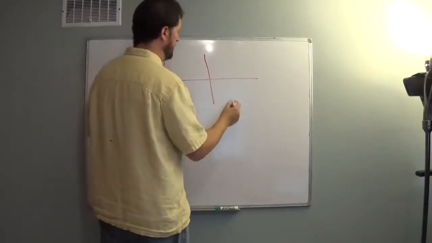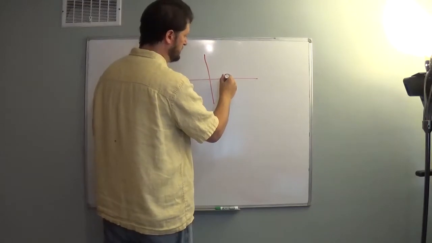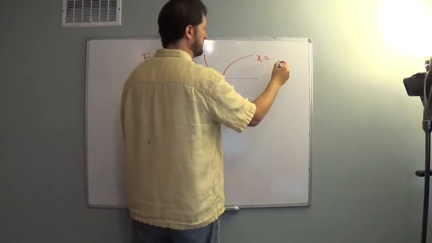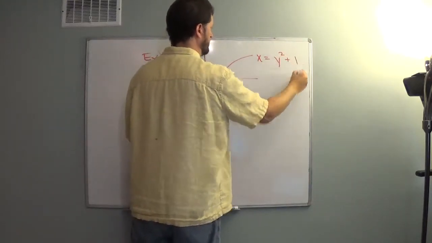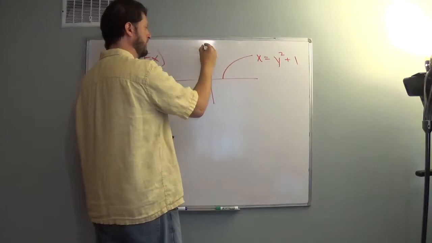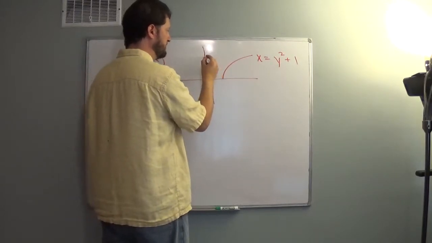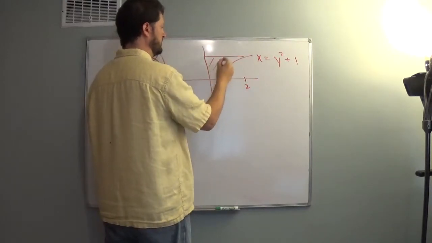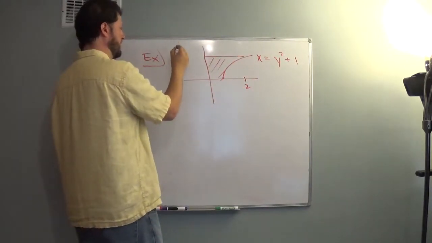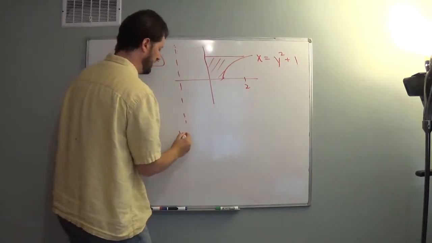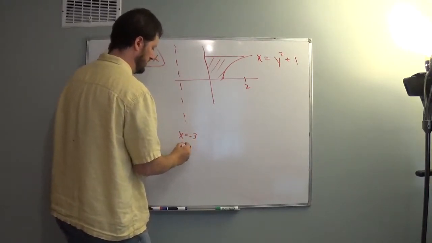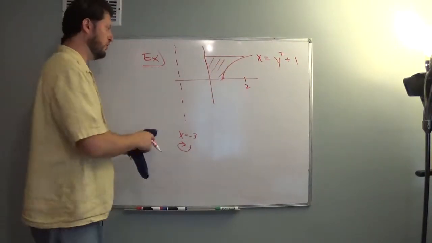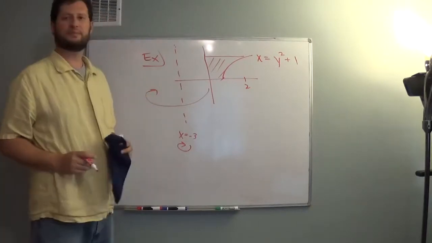Okay, so let's look at this. X is equal to y squared plus 1. We want this region right here. And we want to rotate it around the line x is equal to -3. That's our goal. Rotate this region all the way around the line x equals -3.